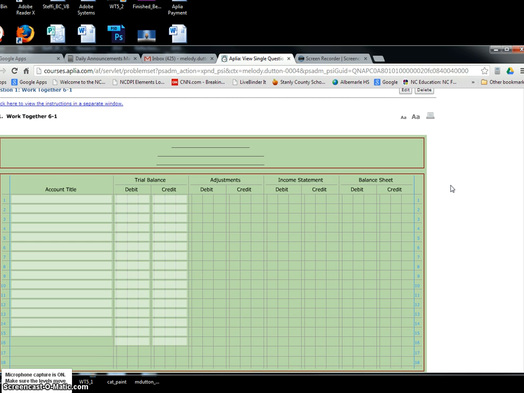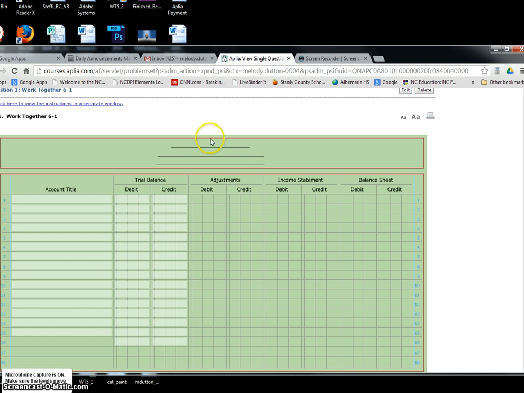If you look at page 153, you have the heading of a worksheet. A worksheet is a column or accounting form. You use that to summarize your general ledger information, and from the worksheet you can prepare your financial statements.